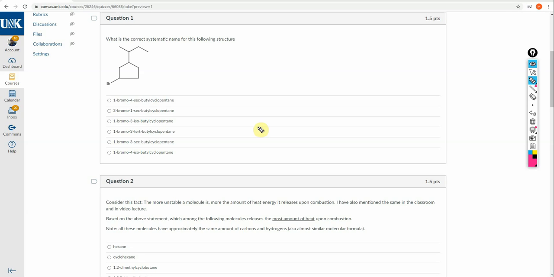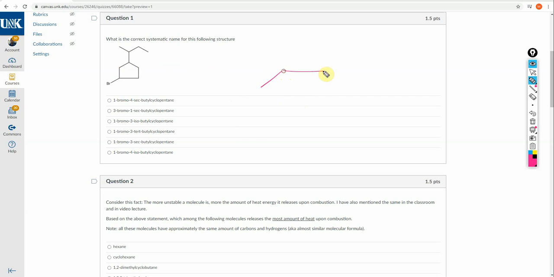So I'm going to quickly discuss the questions from the chapter 2 quiz, and it is going to be useful for you to see where you went wrong, in case you went wrong, so that you can prepare better for the next test that is going to test you on the same concepts seen in chapter 2. So the first question is about naming the structure.